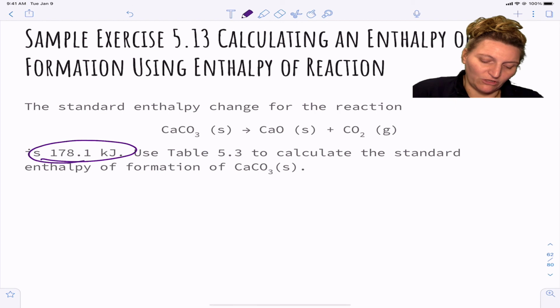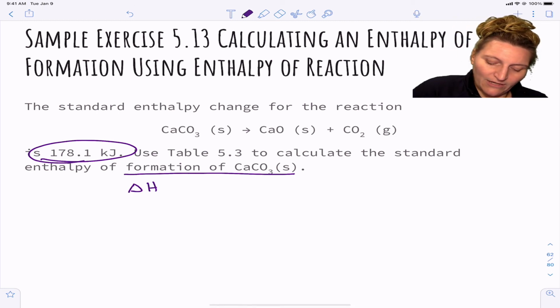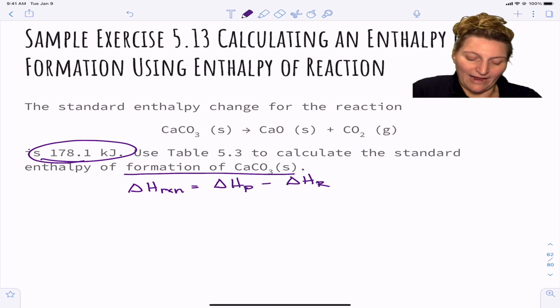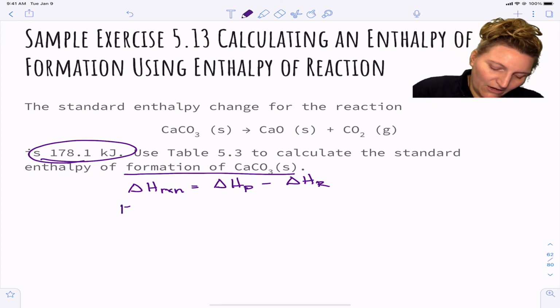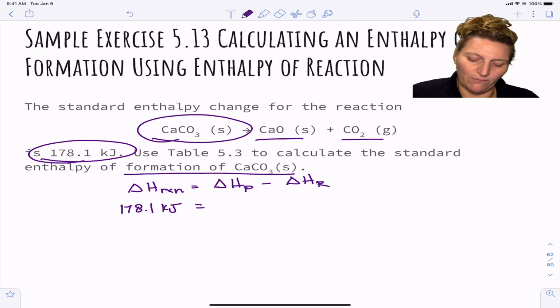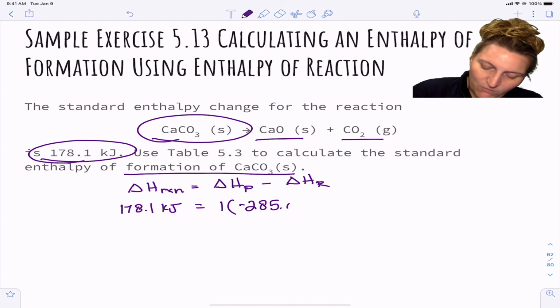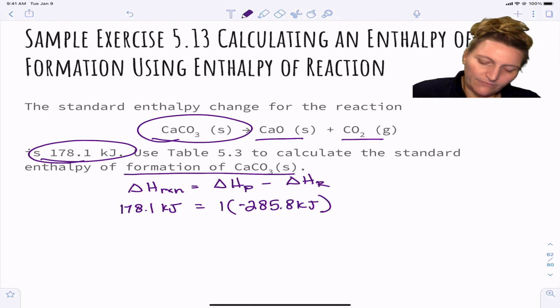It gives you the standard enthalpy change. So I'm giving you delta H of reaction, but I'm asking for a delta H of formation. Again, this is no different. This is just formula, plug in, and solve. But this time I have the delta H of reaction. So this is 178.1 kilojoules. The question's asking me to solve for the delta H of formation of this. So the products are 1 times, and I look on the table, and I get negative 285.8 kilojoules.